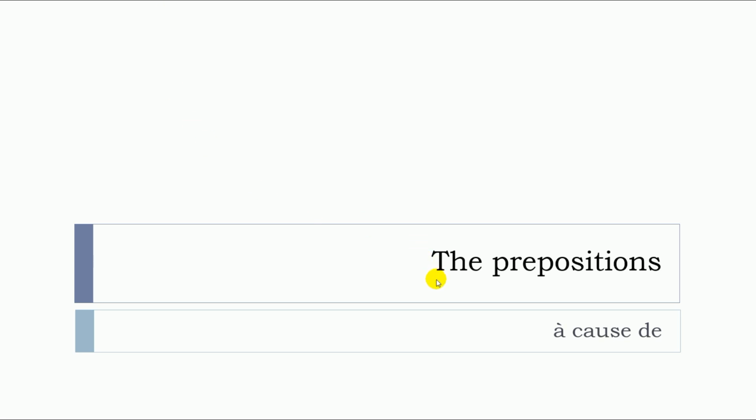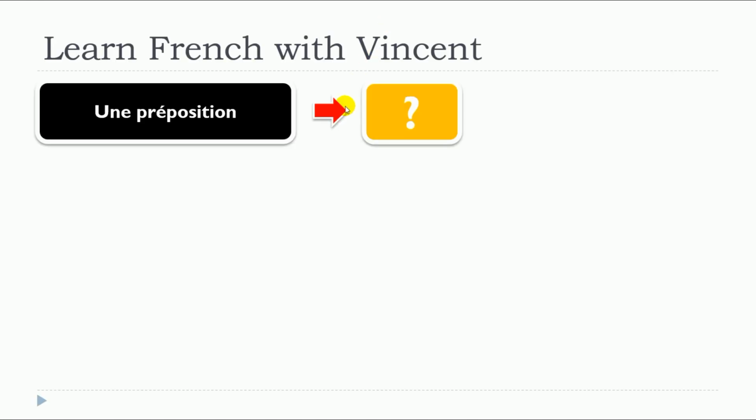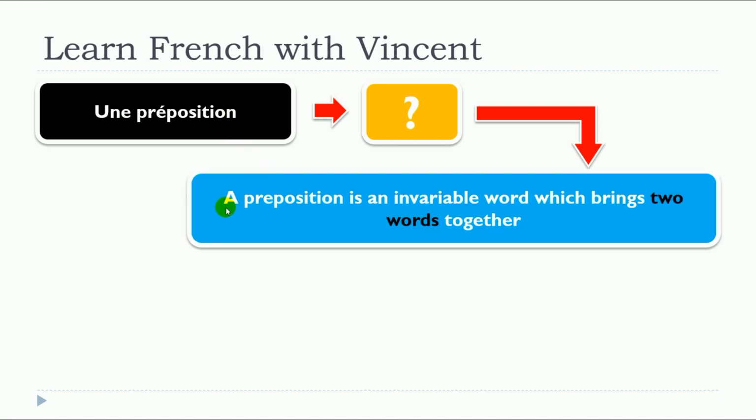In this lesson, we will see together the prepositions, but more precisely, à cause de. So, of course, the first thing that we need to see together is what is une préposition? Well, a preposition is an invariable word which brings two words together.